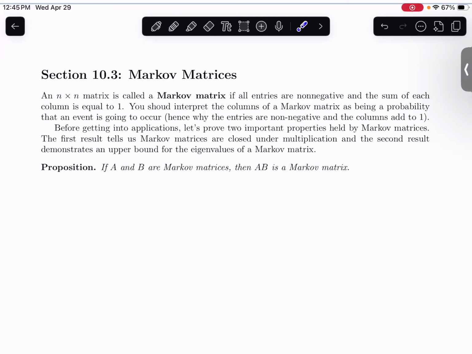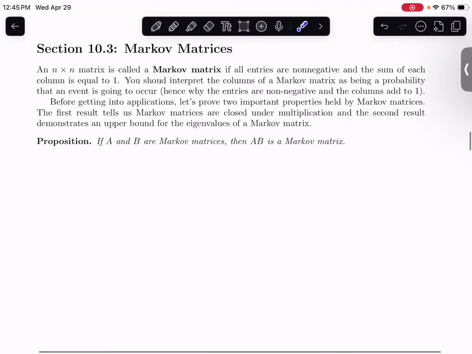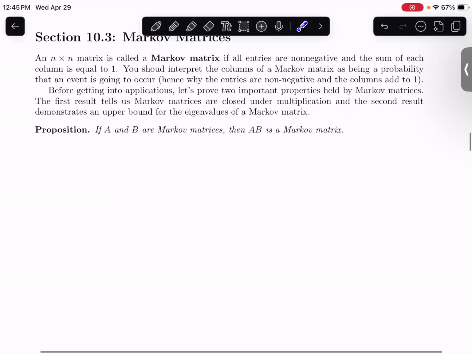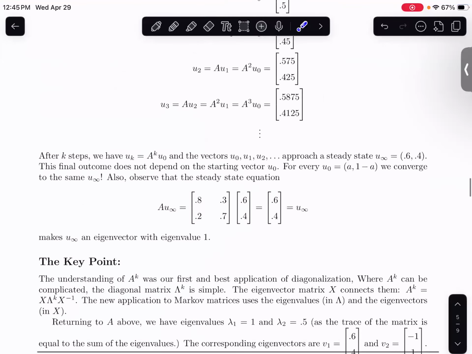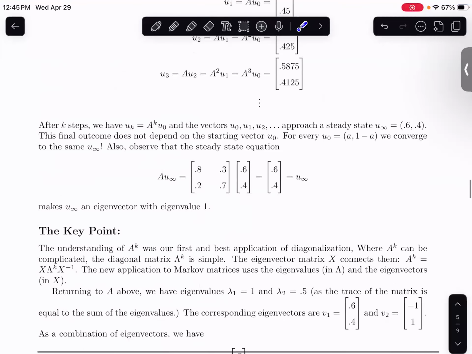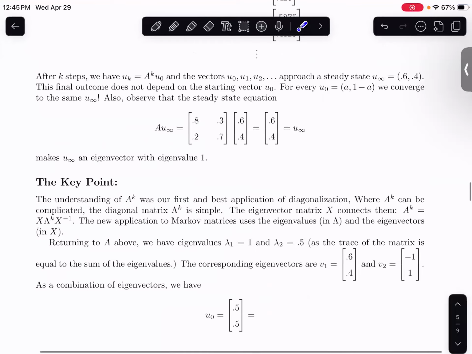Before getting into applications, there are two important properties held by Markov matrices that we're going to utilize. The first result tells us Markov matrices are closed under multiplication. The second result finds an upper bound for the eigenvalues you can have for a Markov matrix. Then we're going to utilize both of these properties in conjunction with one another in order to make a key observation about what Markov matrices end up telling you.